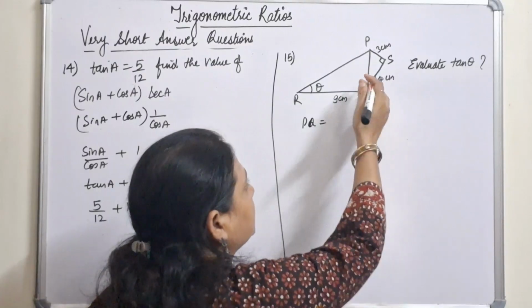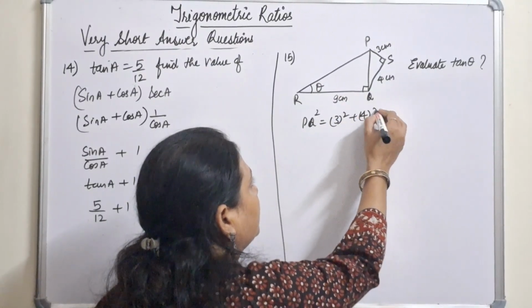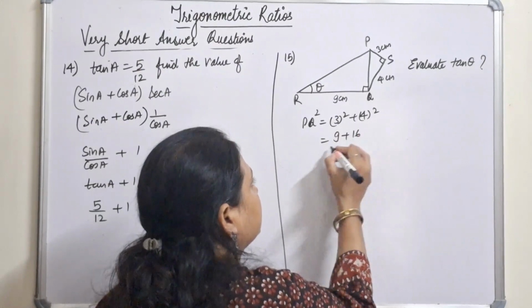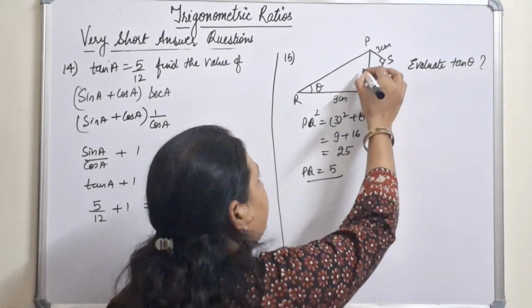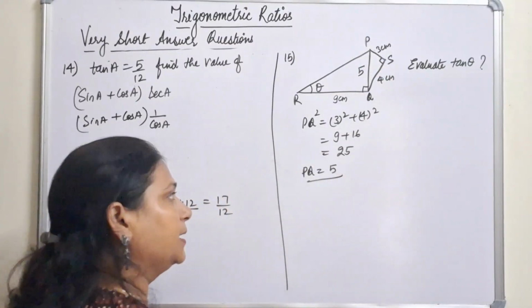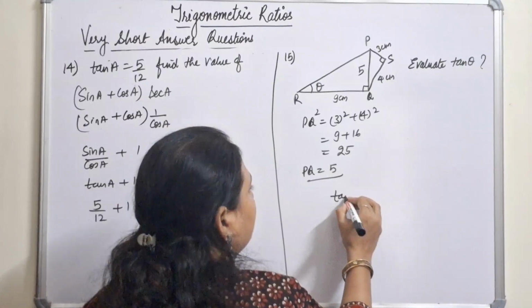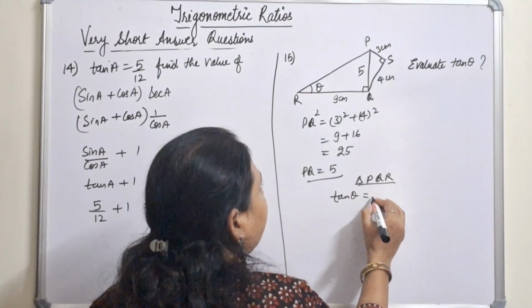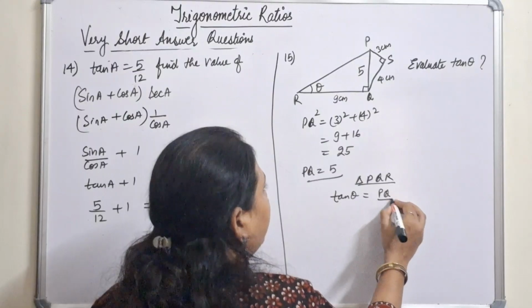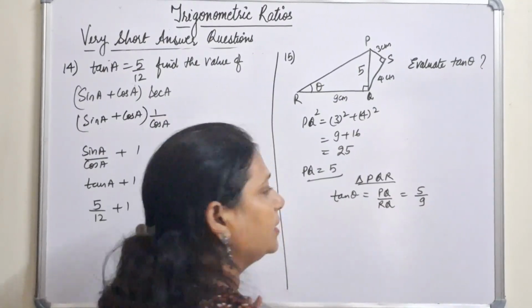So PQ is again the triplet. PQ square is equal to 3 square plus 4 square. So that is 9 plus 16. That is 25. So PQ will be 5 centimeter. Now we require the value of tan theta. So in triangle PQR, tan theta will be equal to perpendicular upon base. So this is 5/9 directly.